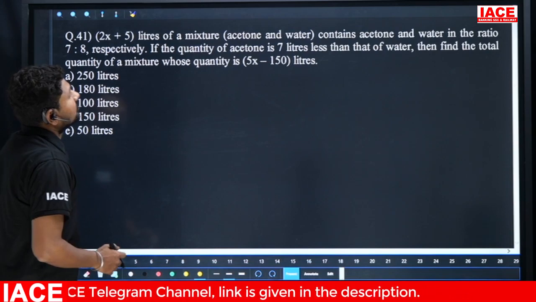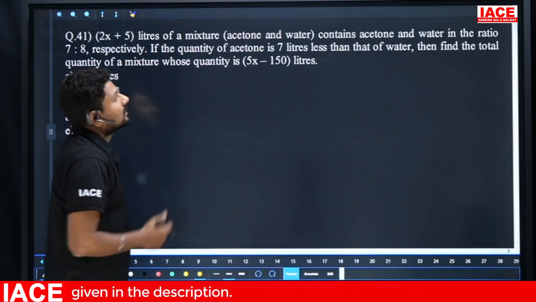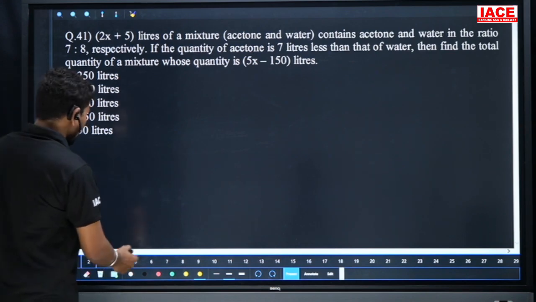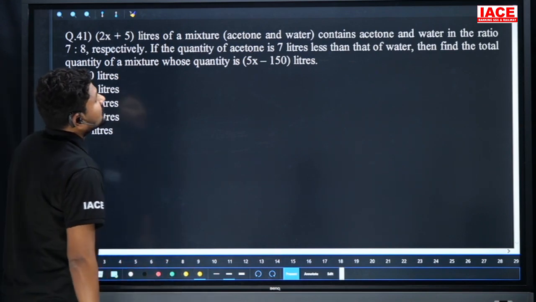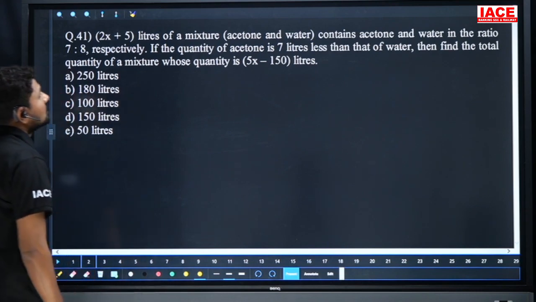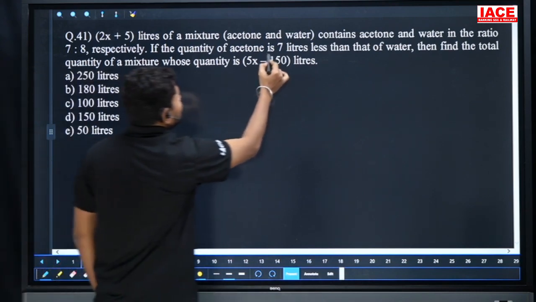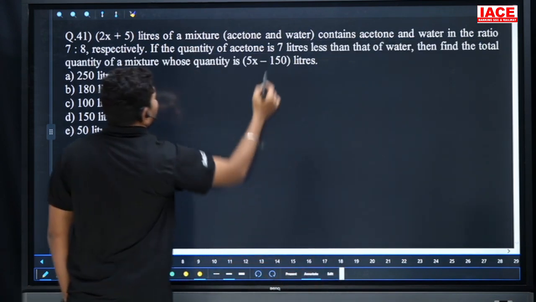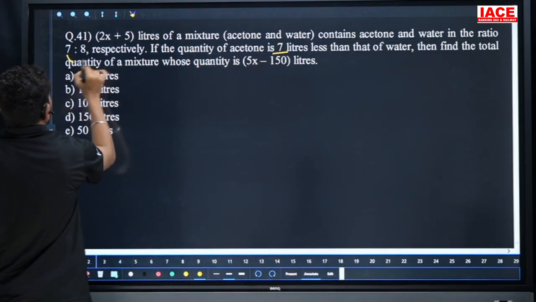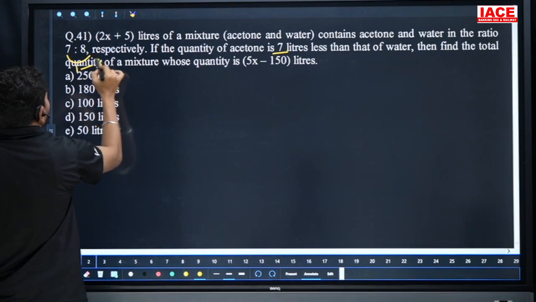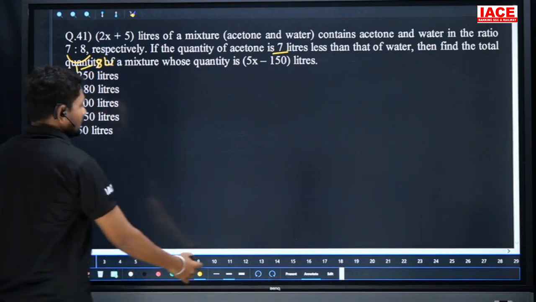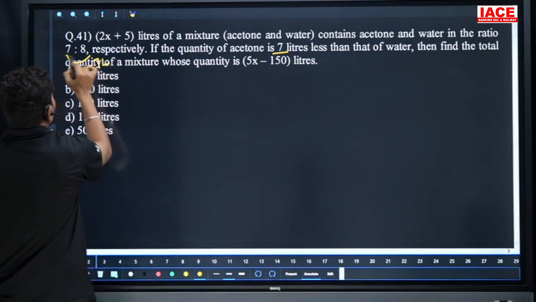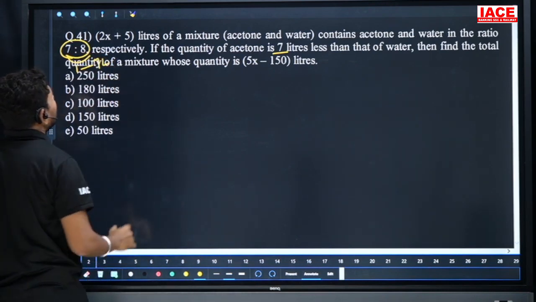2x plus 5 liters of a mixture of acetone and water contains acetone and water in the ratio 7:8 respectively. If the quantity of acetone is 7 liters less than that of water, then clearly 7 liters less means, look at 7 to 8, how many parts? One part. One part is equal to how many liters? 7 liters. One part is equal to 7 liters, which means the total is 15 parts.